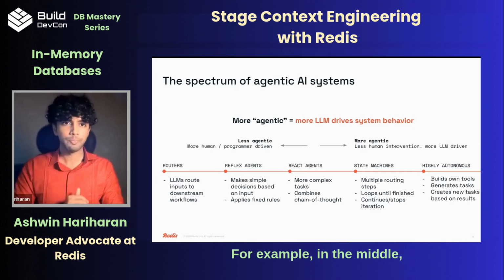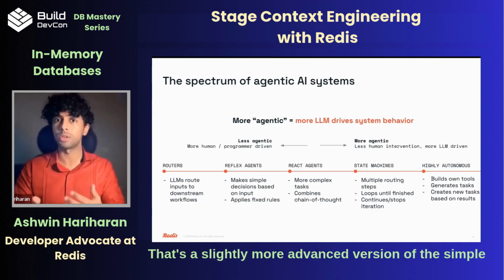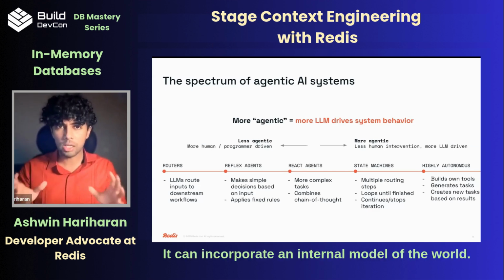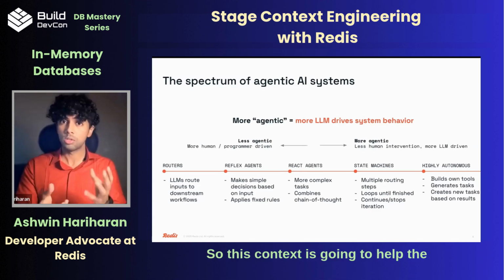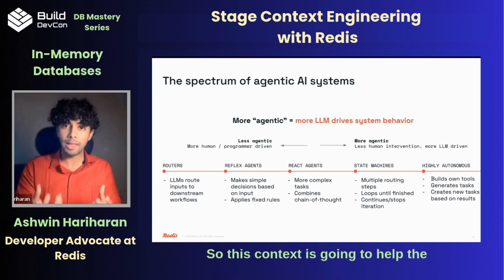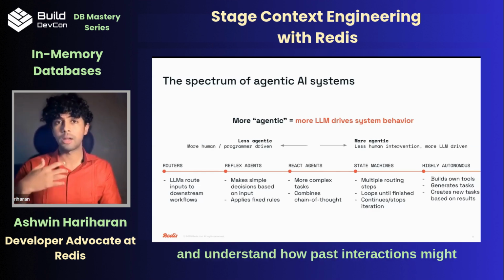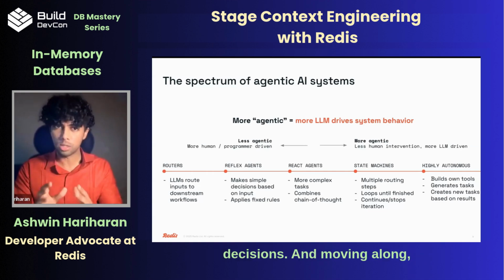For example, in the middle, you have a model-based reflex agent. That's a slightly more advanced version of the simple reflex agent. It can incorporate an internal model of the world. And here's where context is important. So this context is going to help the agent track the current state of the environment and understand how past interactions might have impacted it. And that allows it to make more informed decisions.